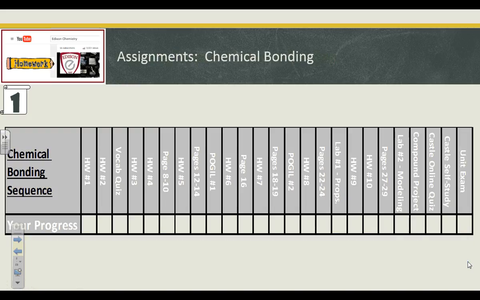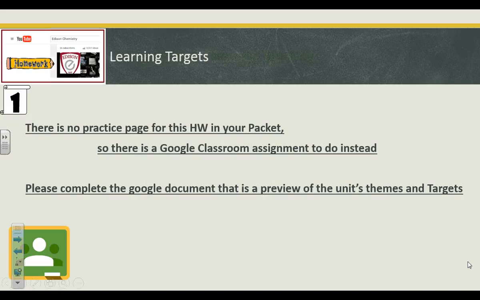Okay? Now, there's the assignments. Looks pretty big, but it's not actually. This unit's shorter than the previous units. So there's homeworks. There's 10 of them total. There's vocabulary quizzes, Pogles. I think there's 2 Pogles, maybe 3. 2 Pogles. Yeah, 2 Pogles. A lab, practice pages, 2 modeling, 2 labs, and a project, adopt a chemical compound. Of course, our Castle online quiz, Castle self-study, and a unit exam. So that's it, but there's no practice pages for this particular homework.